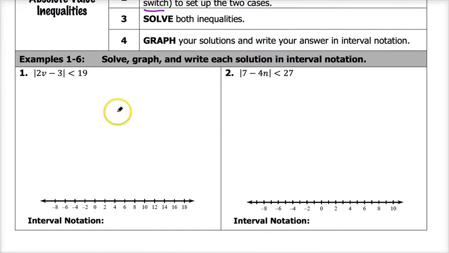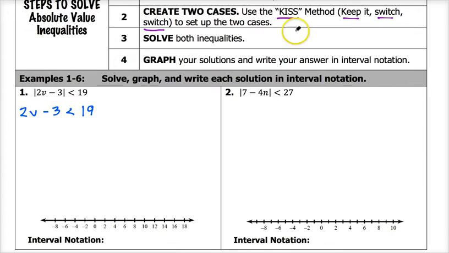So look at number 1. We have the absolute value of 2v minus 3 is less than 19. Step 1 is done for us. This is already isolated, the absolute value expression. So I'm going to set up my 2 cases now in step 2. So my first case is just going to be 2v minus 3 is less than 19. I'm keeping my inequality symbol the same. That's the keep it part of this KISS method up here that I was referring to.